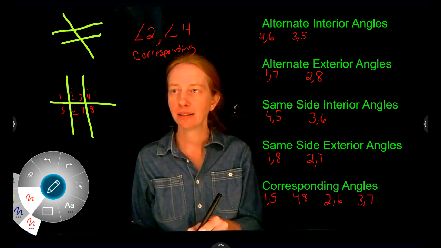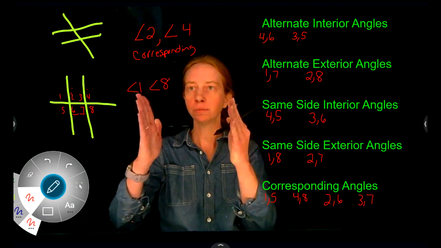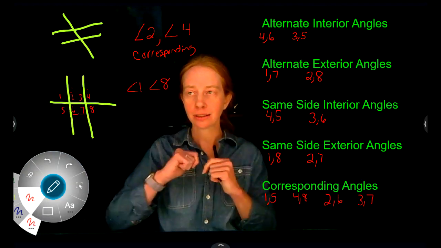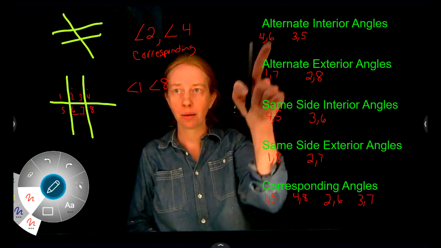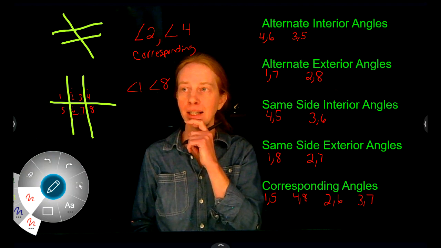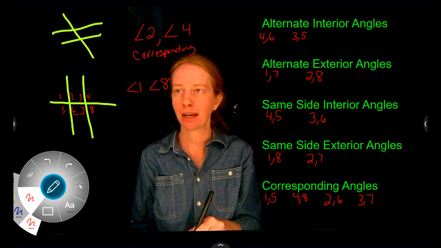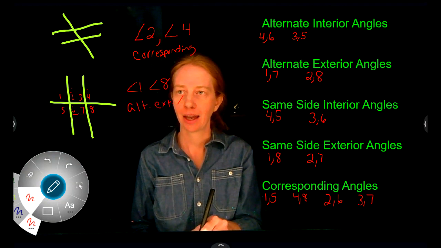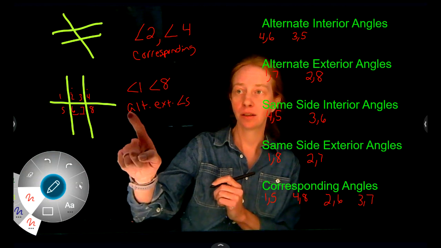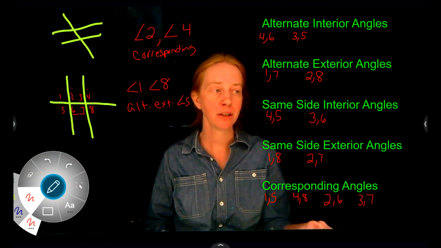If I said something like, what is angle 1 and angle 8? You would say, well, they're on alternate sides. So it's either this top one or the second one. And angle 1 and 8, those are both exterior. So that's what we would say, alternate exterior angles. You can use these kinds of abbreviations if you want to. All right, let me know if you have any questions.